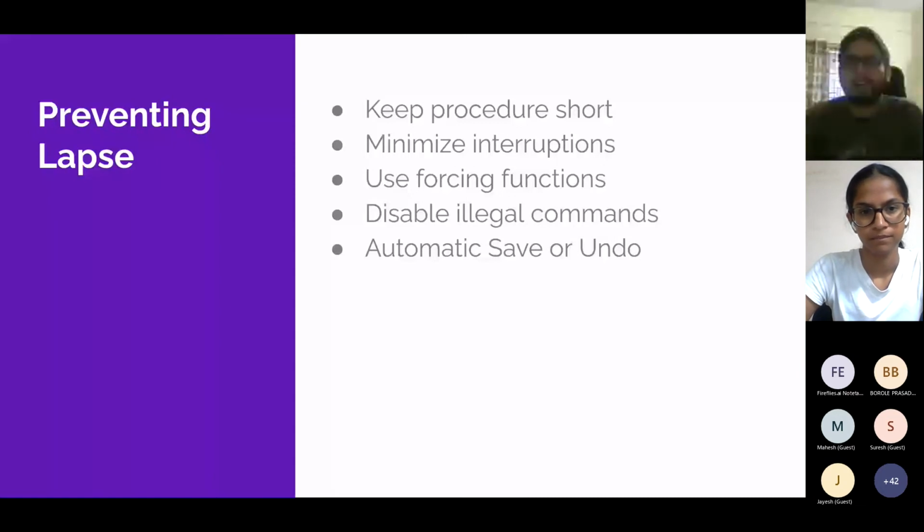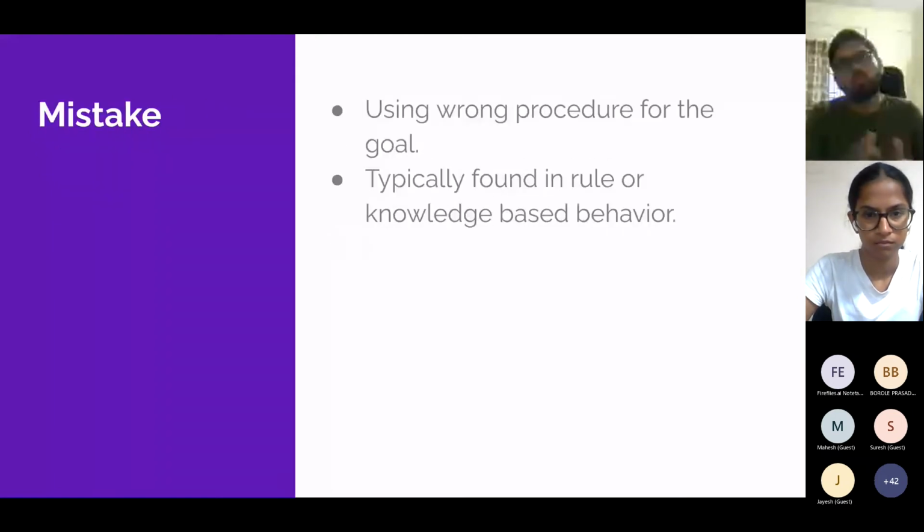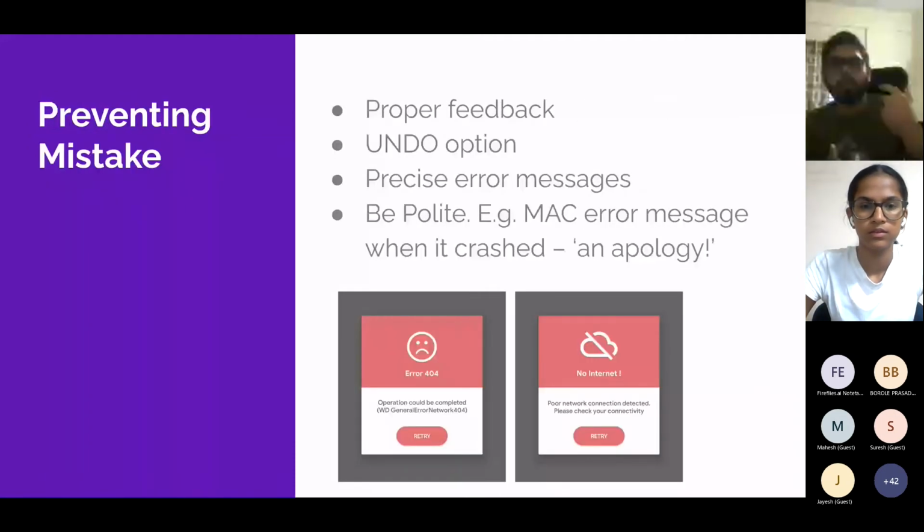The second type of error which can happen is mistakes. Mistakes happen when the user is aware that he needs to do something to achieve a goal, but during that process he does something wrong. Now, to prevent those mistakes, we should give proper feedback to the user at each point of his user journey.